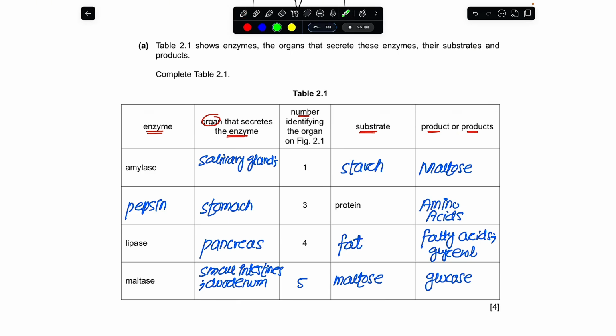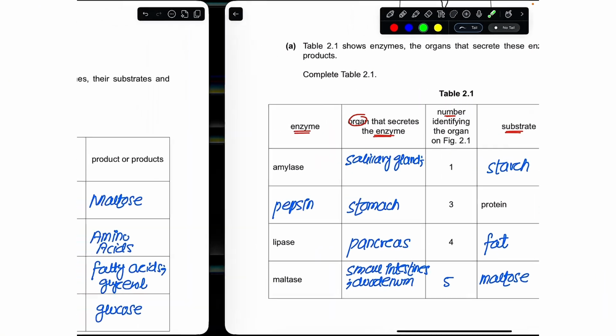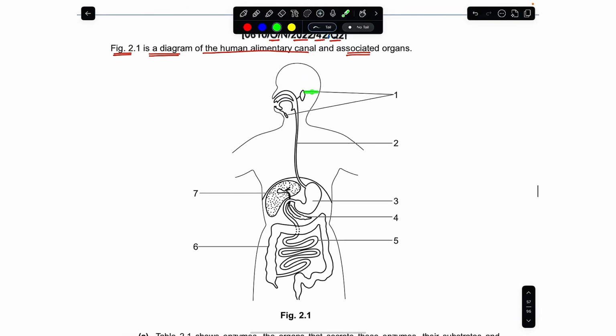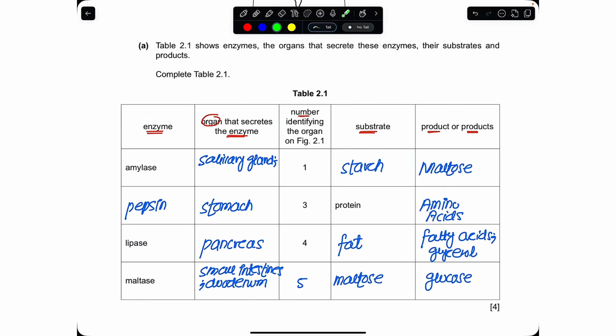Now, the first number that they gave us was number 1, and they say that the enzyme being released out of 1 is amylase. So the organ that produces the enzyme, if you see, letter 1 is producing amylase. So these are the salivary glands, and we know that once these salivary glands produce amylase, the substrate it works on is starch, and we would get maltose out of it.